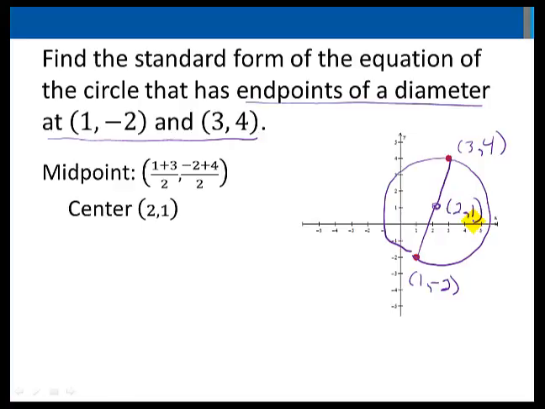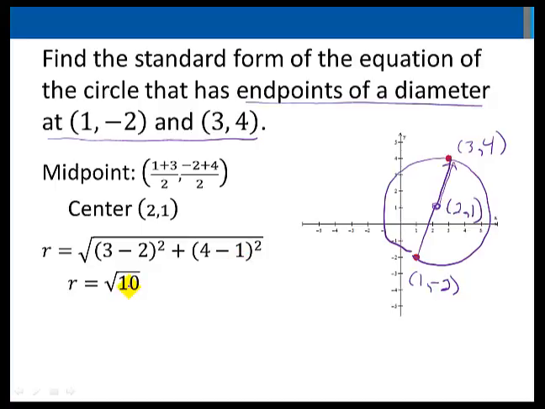Okay, so for the equation of my circle, I still need to know what the radius is here. Well, the radius is going to be the distance from (2, 1) to (3, 4). So I'll use my distance formula. r will equal the square root of (3 minus 2) squared plus (4 minus 1) squared, which will be the square root of 10. Now I can write the equation for the circle. I have (x minus 2) squared plus (y minus 1) squared equals r squared, which is 10.